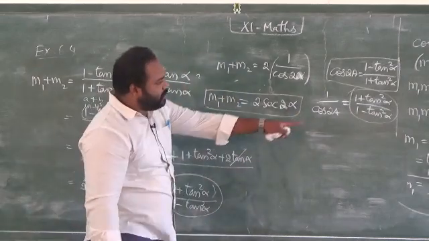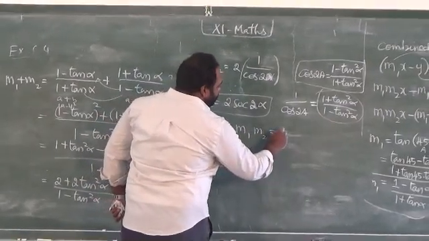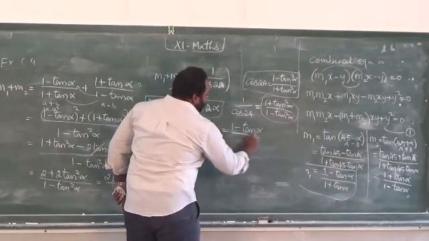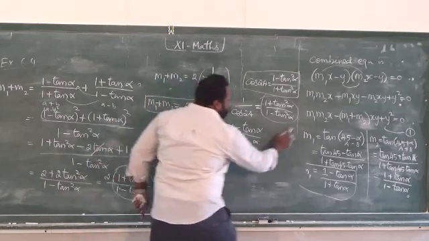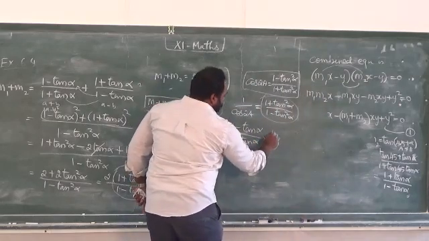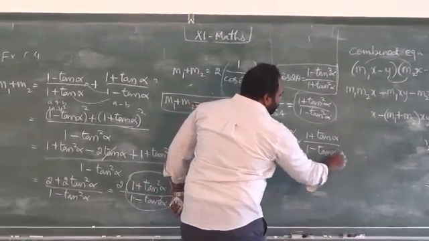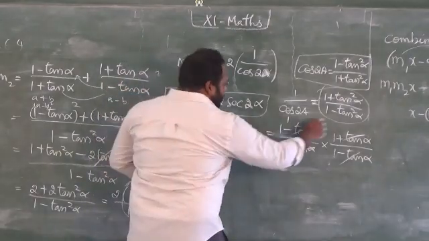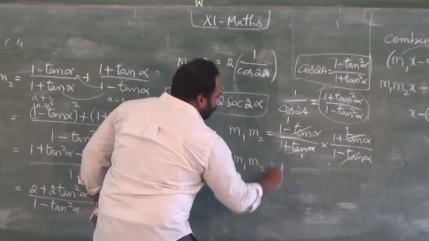Next we have to find M1 into M2. M1 is 1 minus tan alpha by 1 plus tan alpha, into M2, whose value is 1 plus tan alpha by 1 minus tan alpha. This is multiplication, so we can cancel everything and the remainder is 1. So M1 M2 equals 1.